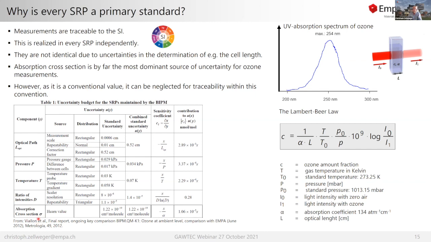And in the standard reference photometers for ozone, since the beginning, they use a value which was published in the 1960s by Hearn et al.